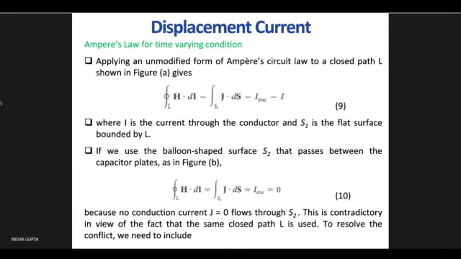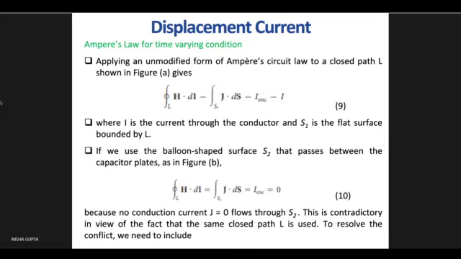So here H dot dl will be equal to J dot ds over S1. S1 is only enclosing the wire, and this will be equal to I enclosed, equal to I. I enclosed is the current flowing through the closed surface S1, and that is why I am writing I enclosed, which is nothing but the current I. So I is the current through the conductor and S1 is the flat surface which is bounded by this L. Now we consider the second figure.